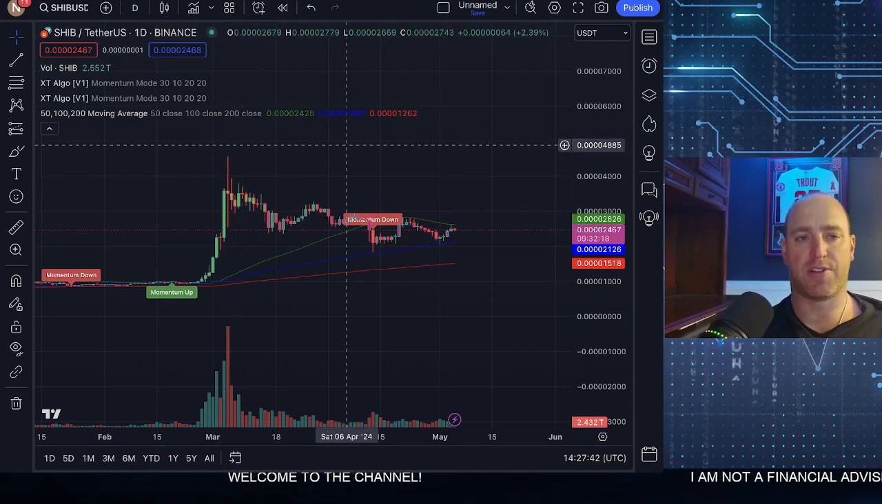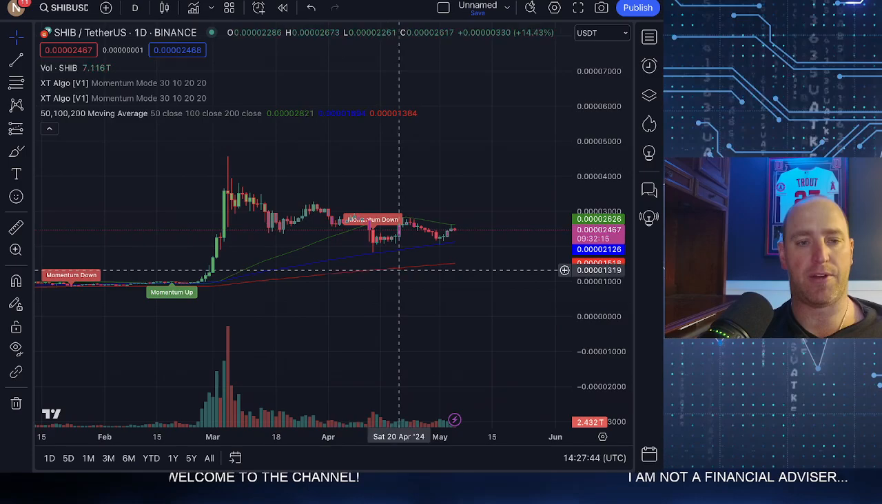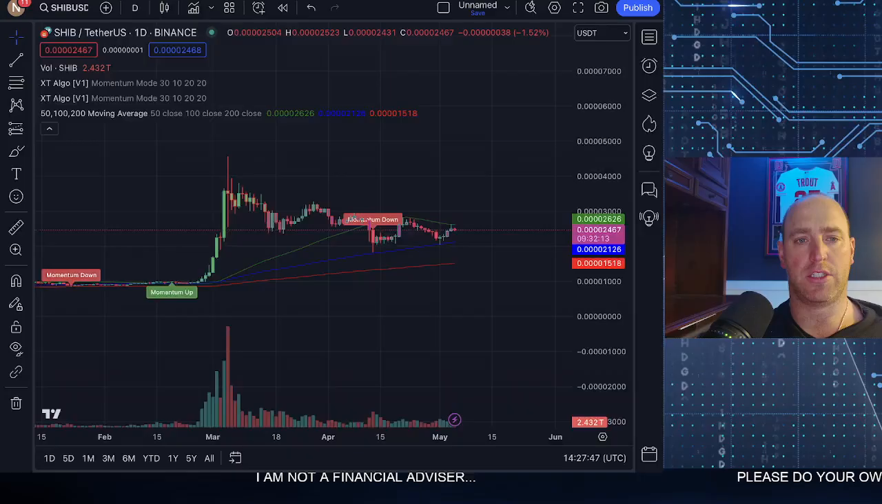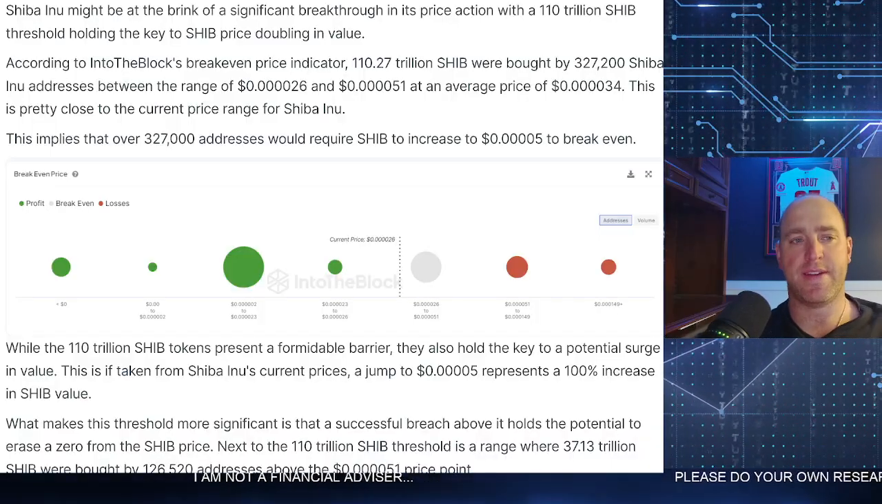But now all eyes are on taking out that zero for Shiba Inu. What I want to tell you is why this matters and why we need to have 110 trillion SHIB to be part of this equation. So this is where we're looking in the price action. You can see the threshold.